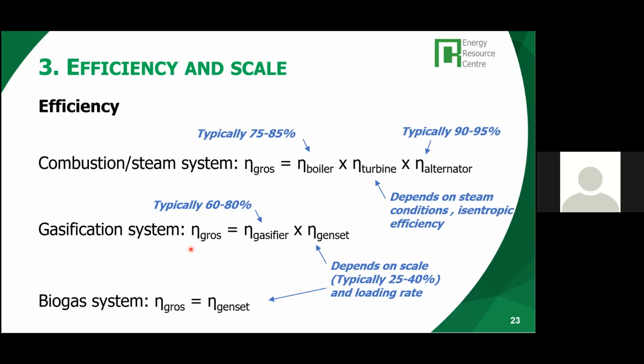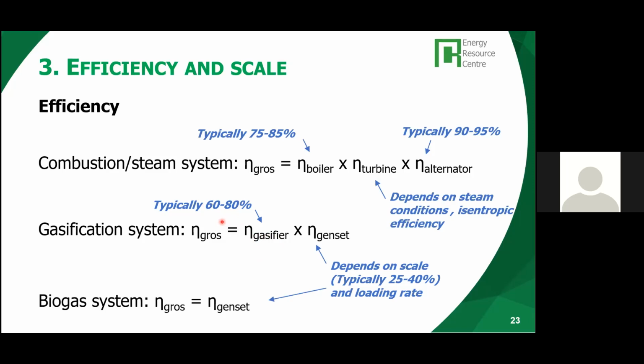Looking at a gasification system, the overall efficiency mainly depends on the gasifier efficiency and the generator efficiency. The gasifier efficiency very much depends on the scale and on the technology. A very typical range would be, let's say, 60 to 80%. For a large-scale fluidized bed system, you could have higher efficiencies, 85 and even a bit above 85%.